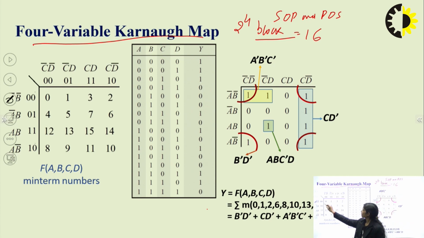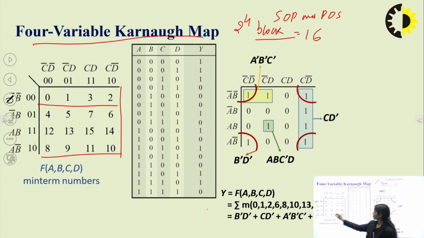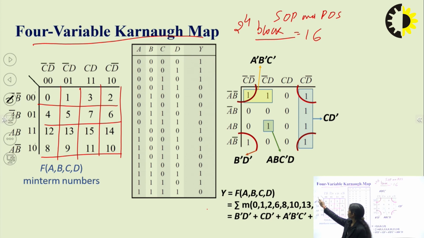These 16 blocks can be drawn like this, and the numbering can be done as follows. We have 4 columns and 4 rows. Suppose this is taken as AB and this is CD. The numbering can be taken as 00, 01, 11 and 10. That means each adjacent cell should have only 1 bit change. That's why we interchanged the third column and fourth column.